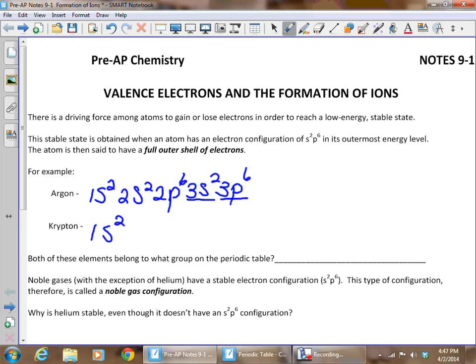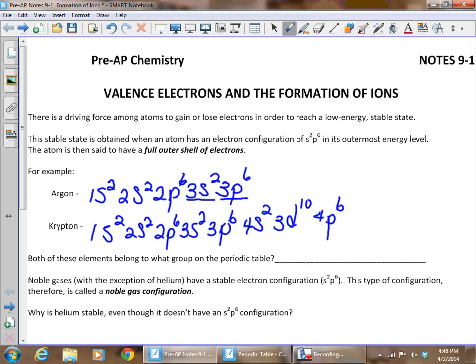Krypton is 1s2, 2s2, 2p6, 3s2, 3p6, 4s2, 3d10, 4p6. So it also has that full s2p6 configuration in that fourth energy level. That d in between doesn't make any difference. It still is considered to have an s2p6 configuration in its fourth energy level.